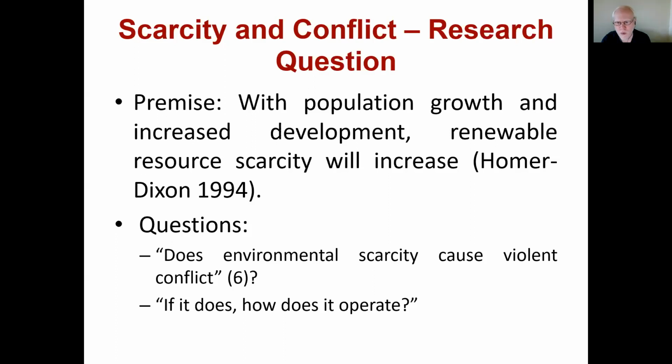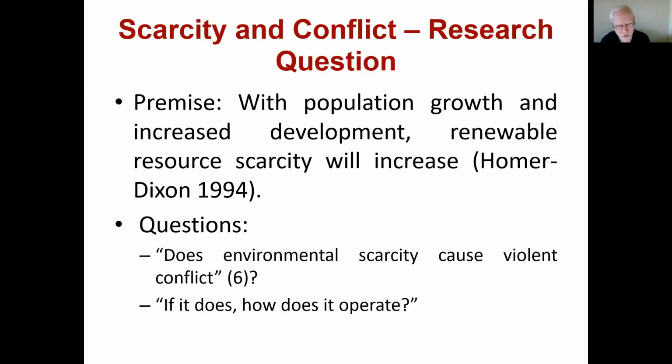So the premise is, with population growth and increased development, renewable resource scarcity will increase. So it's kind of the background population. So we've got growing population and increased development. So each person is using more resources, and we've got a larger population. So inevitably, eventually, many of our resources are renewable. So there's a limit to how much we have. So renewable resource scarcity will increase. That's just based on the dual facts of population growth and increased development.